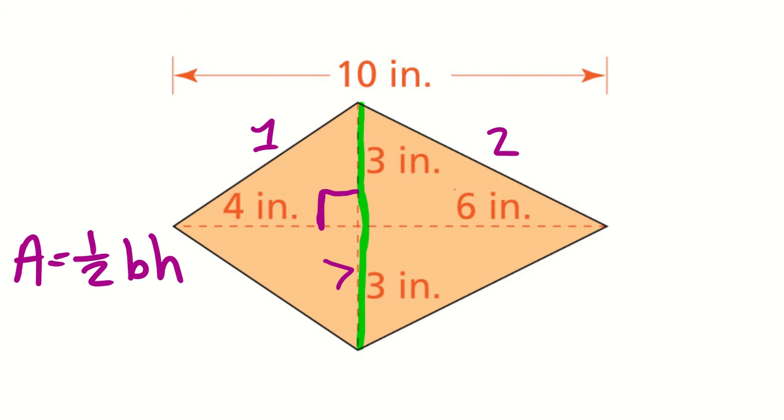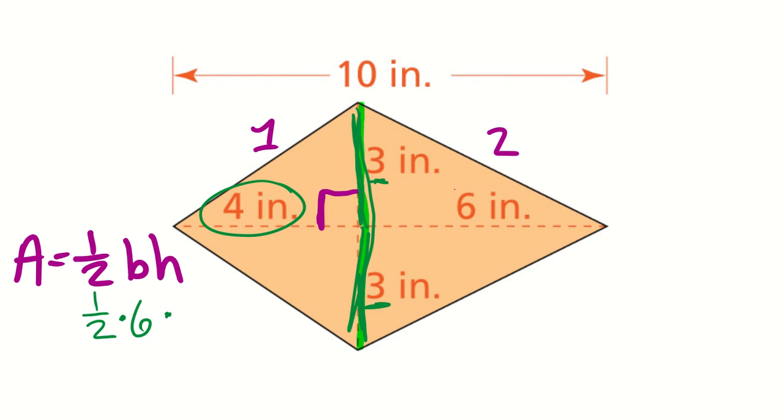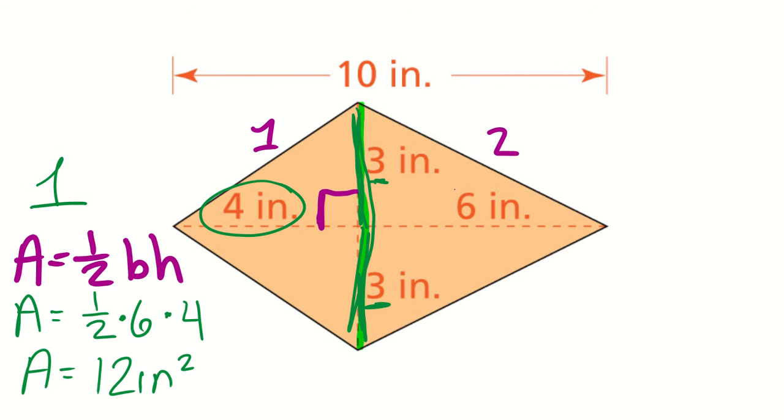So if I know that this green line symbolizes my height, I know that this distance here was defined as 3 inches and that this distance here was defined as 3 inches. So I'm going to put it all together, and 3 and 3 make 6. So my base is going to be 6. So I've got 1/2 times 6 times, we already identified this as the height that goes with that base, times 4. 1/2 of 6 is 3, and 3 times 4 is 12. So 12 inches squared will give you the area of triangle 1.